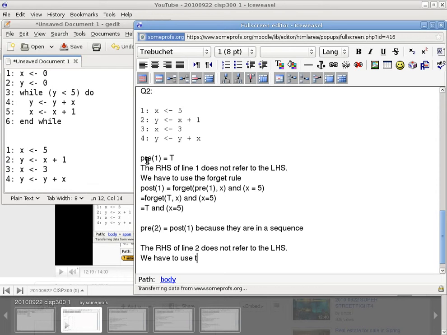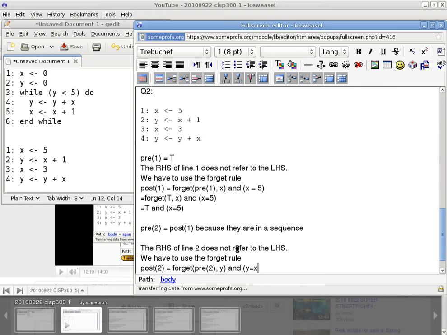So once again, we have to use the forget rule. Okay, so the forget rule, same thing. Post 2 equals forget pre2. And this time, what are we forgetting? We are forgetting components that have y, because y is the left-hand side of the assignment statement on line 2. That's why we are forgetting components that mention y. Okay, it is important because if someone just copies and pastes from the previous one, it won't work.